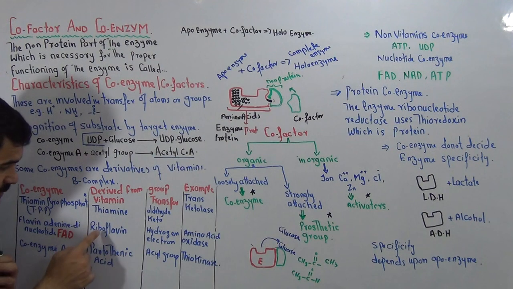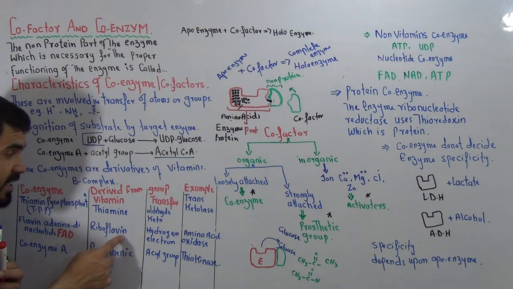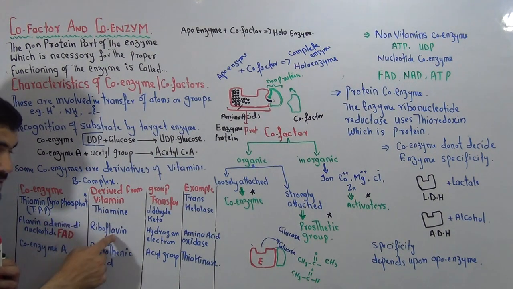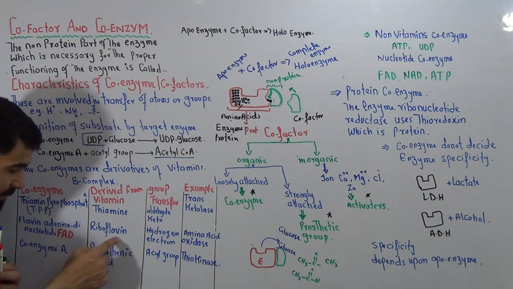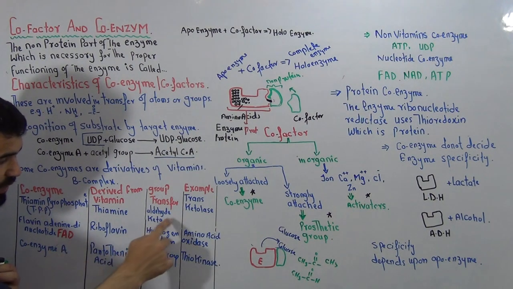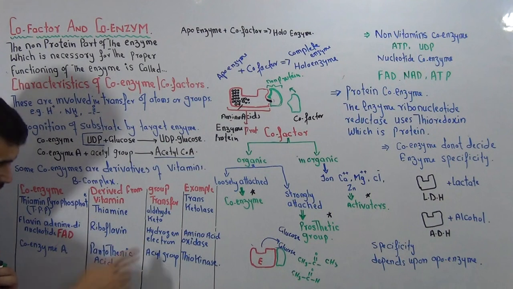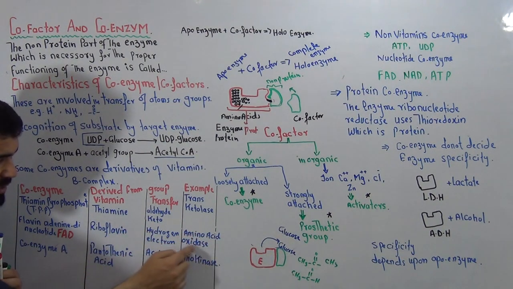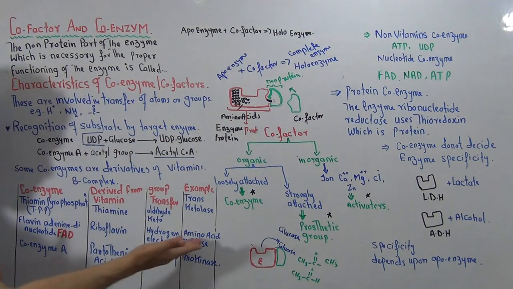From which vitamin? From riboflavin. Riboflavin is a vitamin B complex vitamin. From this we derive FAD. And what will be the role of this FAD? FAD helps in the transfer of hydrogen or electron. As I already mentioned, the example of that enzyme is amino acid oxidase. Amino acid oxidase is an example.